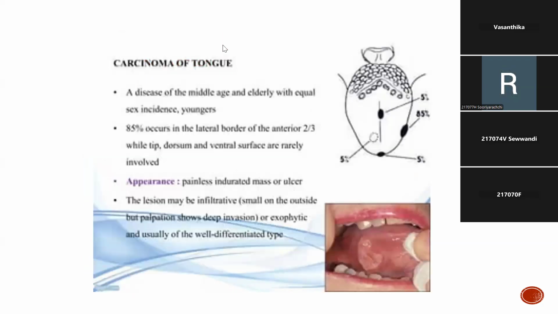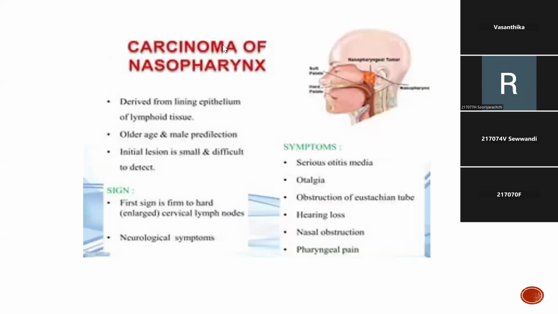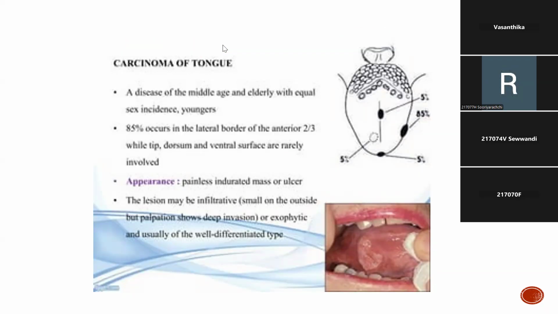If you move into the tongue, you can get carcinomas, commonly on the lateral part of the tongue, while the tip or posterior part is rare, and they generally spread to the lymph nodes. So they might come with the ulcer and lymph node involvement with secondary deposits. They are generally painless, indurated, ulcerated masses. These are also squamous cell carcinomas most of the time.